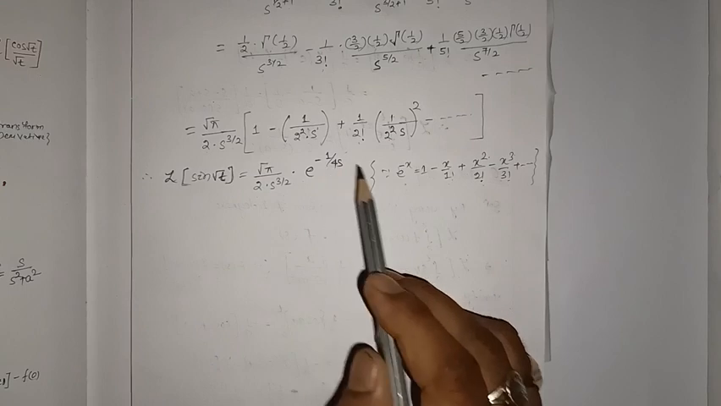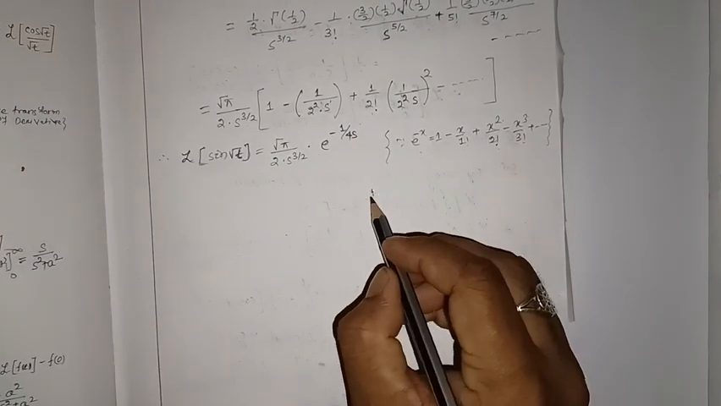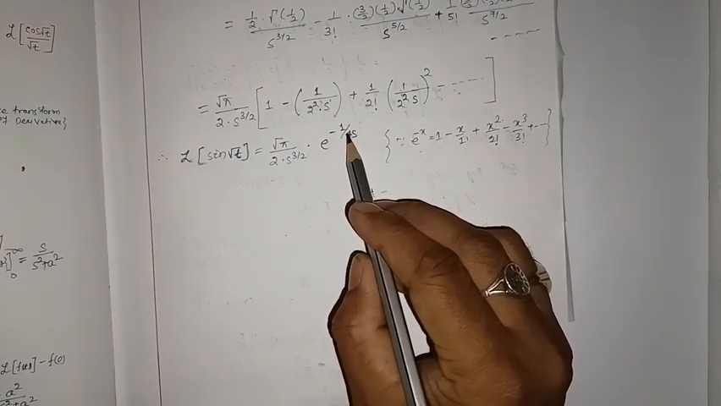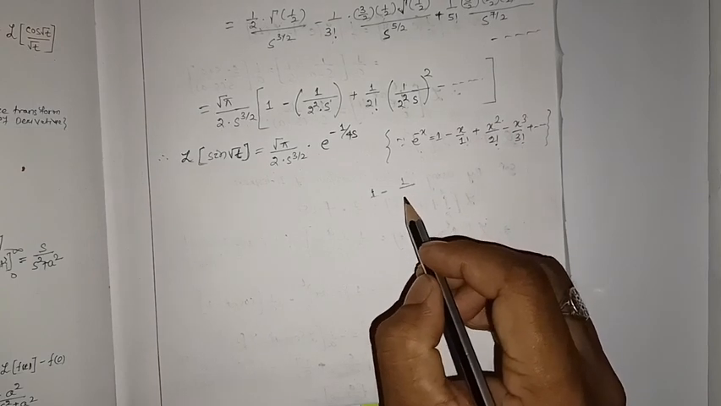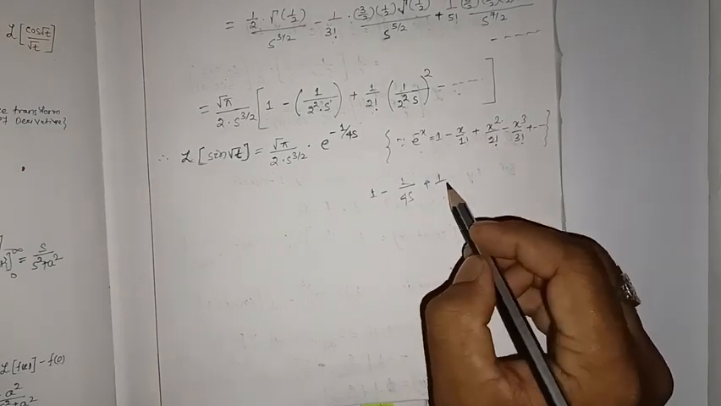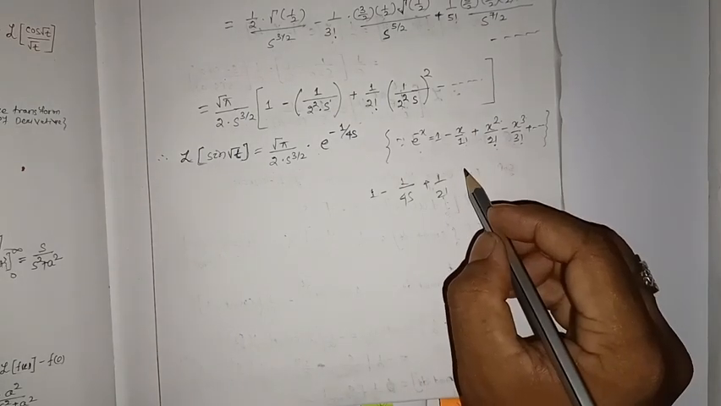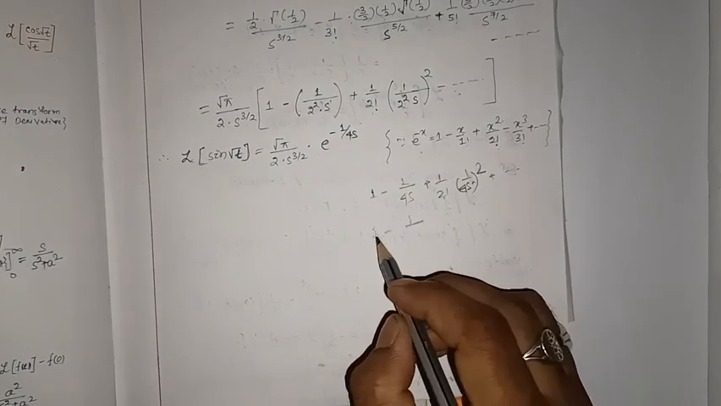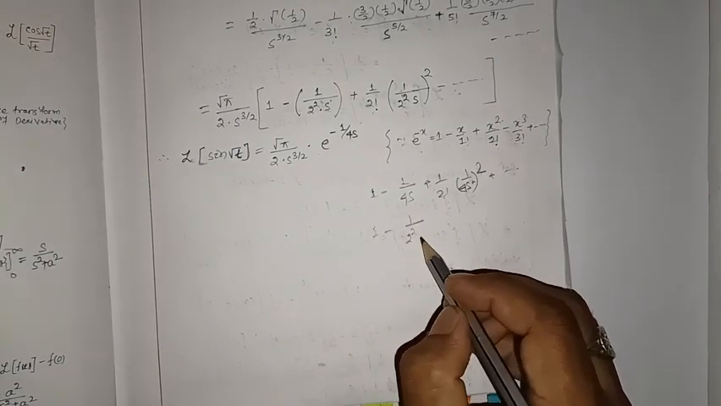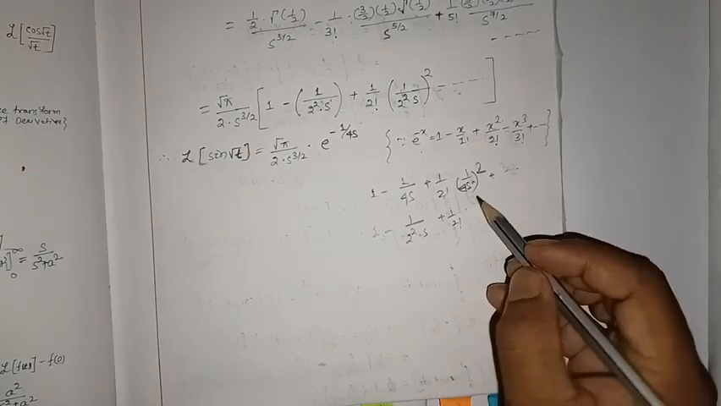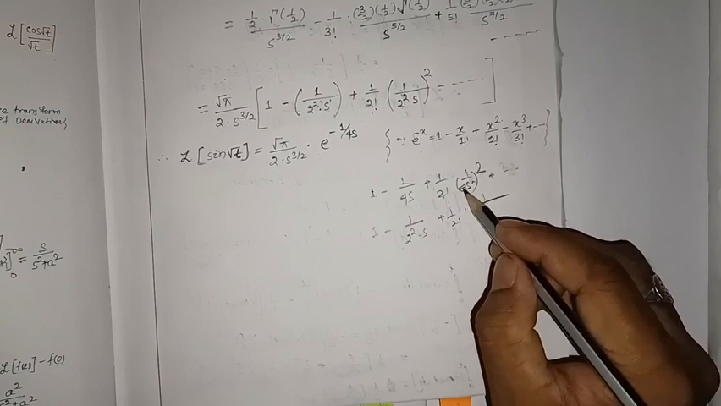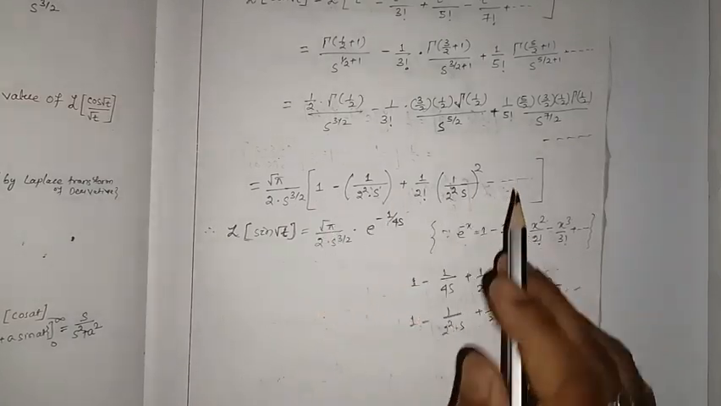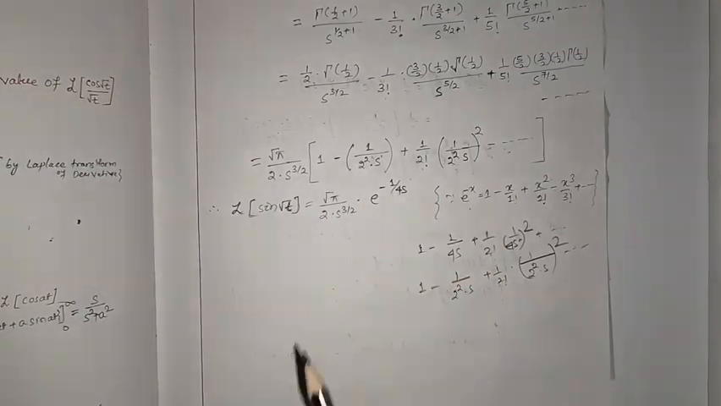So here instead of x, we consider 1 by 4s. If I consider 1 by 4s, then it will be 1 minus 1 by 1 factorial, this is 1 by 4s, plus 1 by 2 factorial, 1 by 4s square, and so on. So this is 1 minus 1 by 2 to the power 2 into s plus 1 by 2 factorial into 1 by 2 to the power 2 into s to the power 2 and so on, where 4 can be written as 2 to the power 2. So this series is nothing but e to the power minus 1 by s.